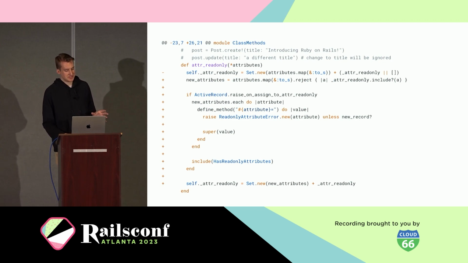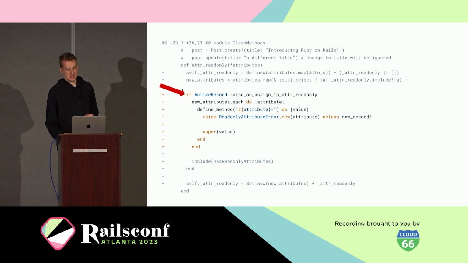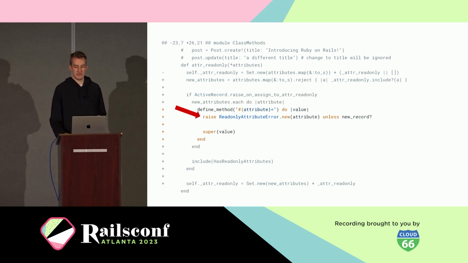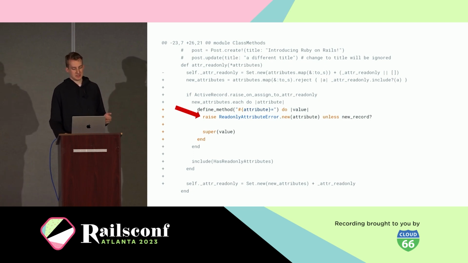For the most part, the code is the same, but there are a few additions. The most important addition is that now we make the method redefinition optional. This ensures that anyone using attribute read-only right now doesn't have any breaking changes, and it will behave just the same as it does today. You have to opt into the configuration. Another change is that we are now raising an error instead of doing nothing when the record is being updated.